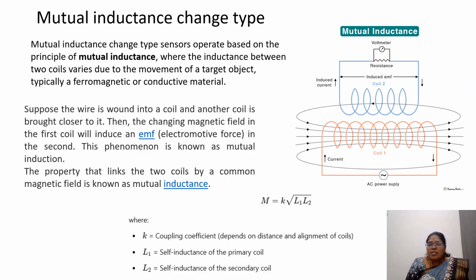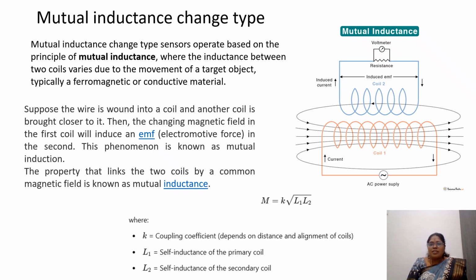The first one is the mutual inductance change type. The mutual inductance change type sensor is based on the principle of mutual inductance, where the mutual inductance between two coils varies due to the movement of the target object, typically a ferromagnetic or conductive material. Consider this as coil 1 and this as coil 2. Coil 1 is connected to the power supply, and when you bring coil 2 closer, the change in the magnetic field in the first coil induces some EMF, that is electromotive force, in the second coil. This we call mutual inductance.